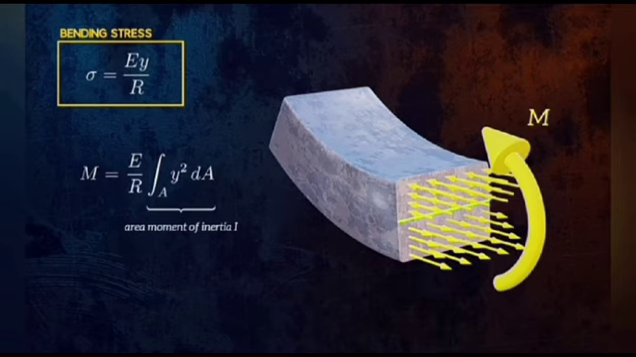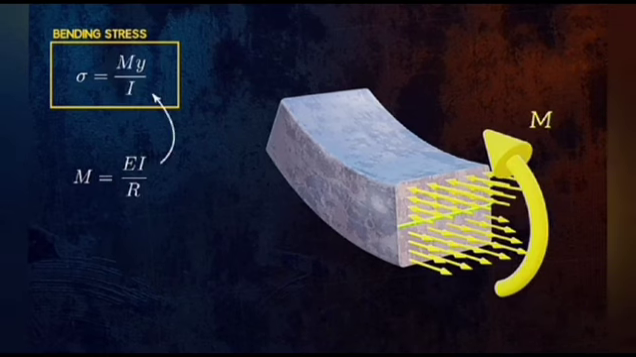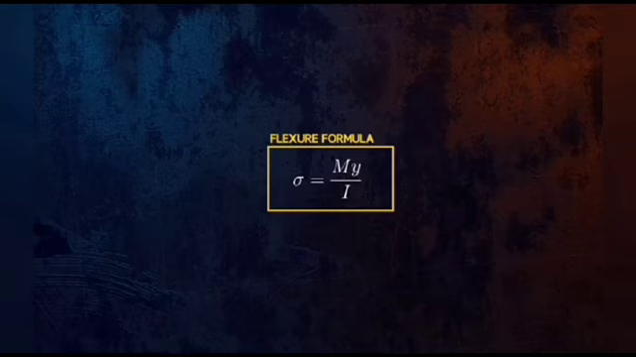For a rectangular beam, the area moment of inertia is equal to b d cubed by 12. And for a circular beam, the area moment of inertia is pi r to the power 4 by 4. We can combine this equation with the bending stress equation, which we derived earlier, and then we get the flexure formula. This equation tells that bending stress increases linearly with the distance from the neutral axis and decreases with the area moment of inertia.